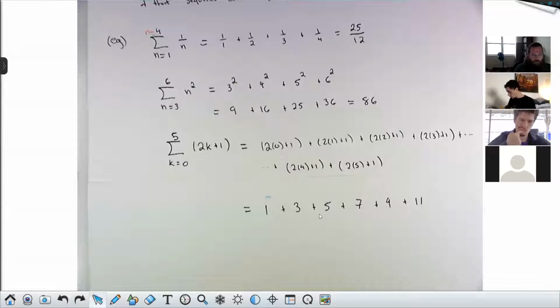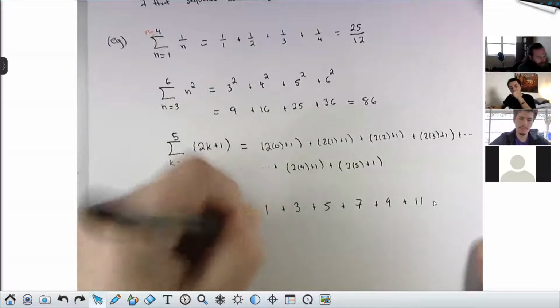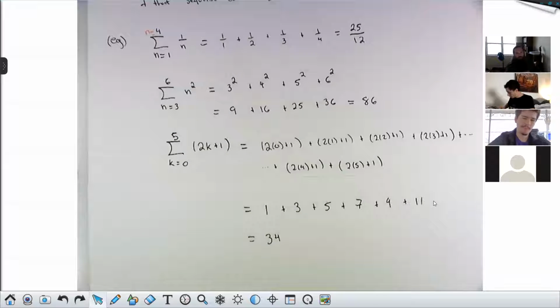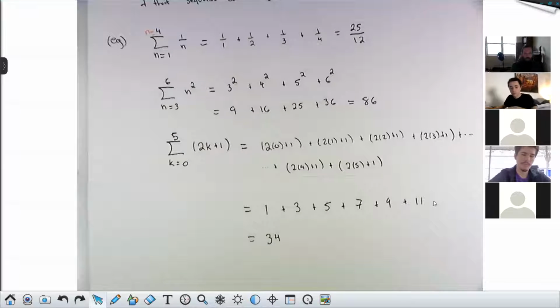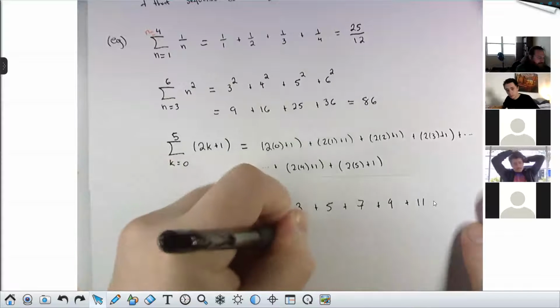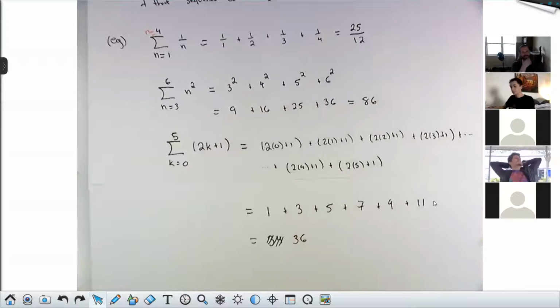So this one I should be able to do. 4 plus 5 is 9. 9 plus 7 is 16. 16 plus 9 is 25. And 25 plus 11 is 34. Hey, I didn't need the calculator. So this one is 34. Actually, 25 plus 11 is 36, not 34. Here I was all proud. Oh, thank you.